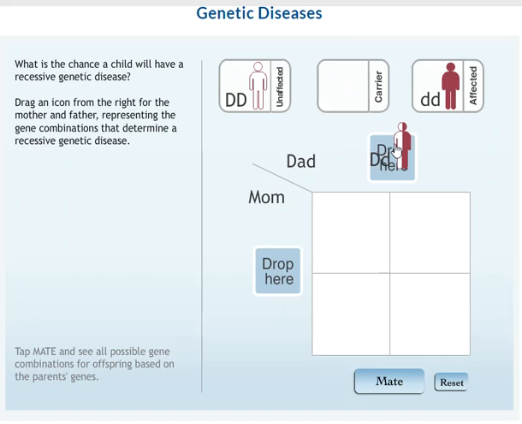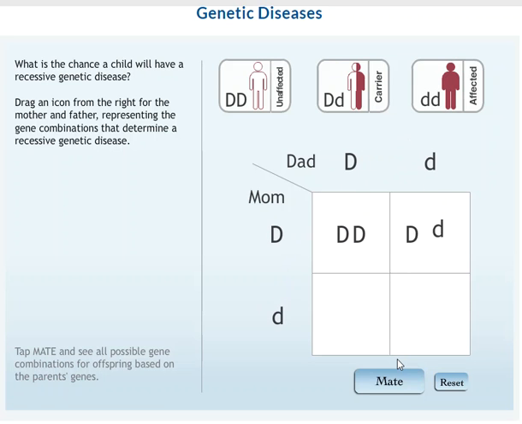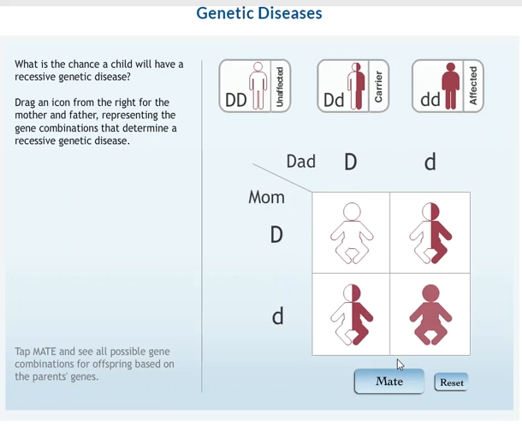Now let's take a carrier parent and mate it to another carrier parent. Neither of these people are affected, so what are their chances of having an affected child? A recessive disease results when offspring inherit two copies of the recessive allele, one from each parent. So in this case, one of the four possible combinations of children actually has cystic fibrosis. You can also see that half of the children end up being carriers of cystic fibrosis.